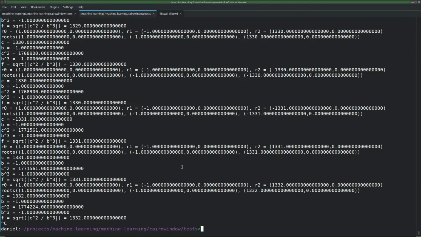Which means that we would not detect this. We will only detect the cubics where the absolute value of R0 is much less than both other roots, both R1 and R2. Let me look at my description again.